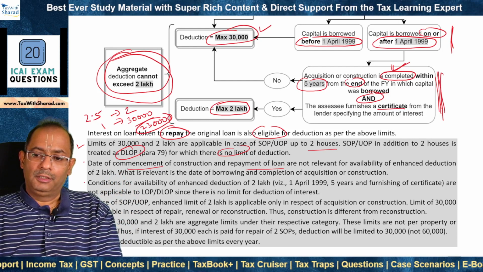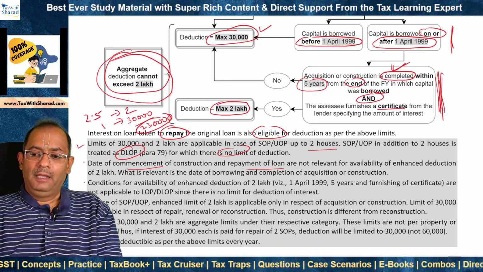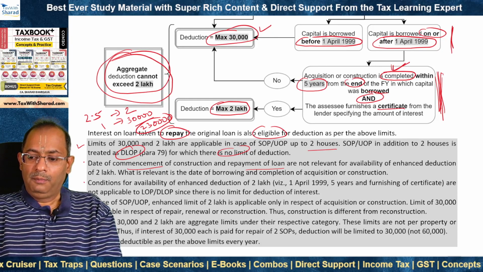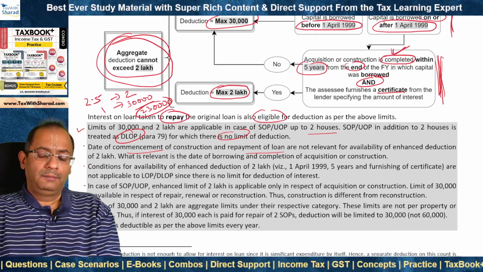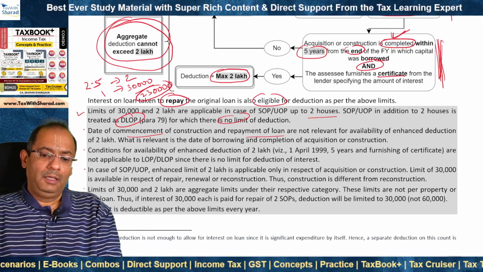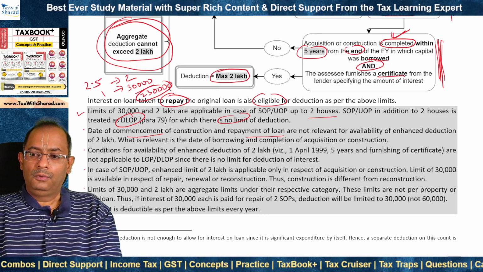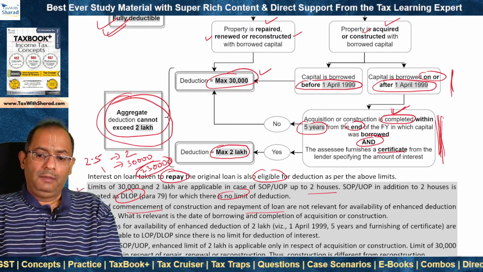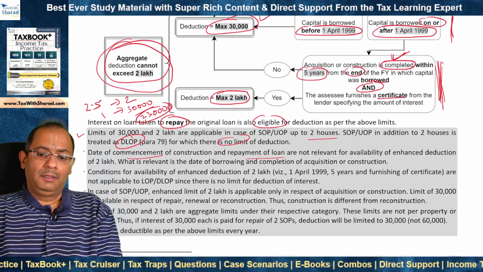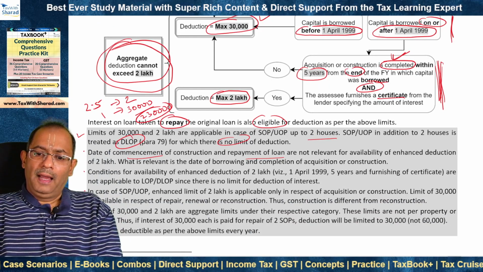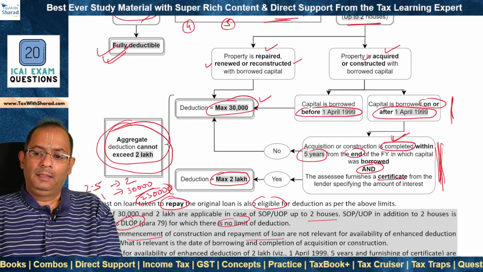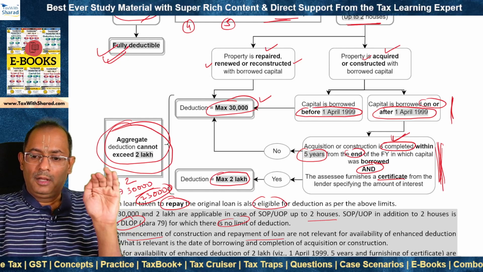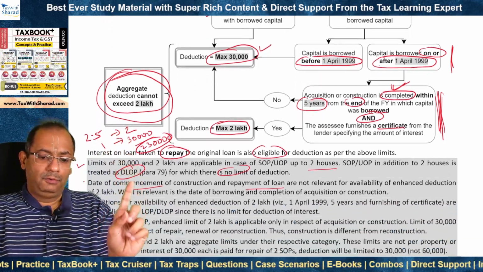Now these two conditions regarding the timeline of 5 years and furnishing of certificate is not relevant for a LOP or DLOP because there is no limit of deduction in respect of interest. It is relevant only in case of SOP or UOP, and that too where property has been taken for acquisition or construction and for which we want to take the benefit of the enhanced limit of 2 lakh rupees. So enhanced limit of 2 lakh rupees is only available when? In the case of acquisition or construction. For repair, renewal or reconstruction, the lower limit of 30,000 applies, enhanced limit of 2 lakh doesn't apply.